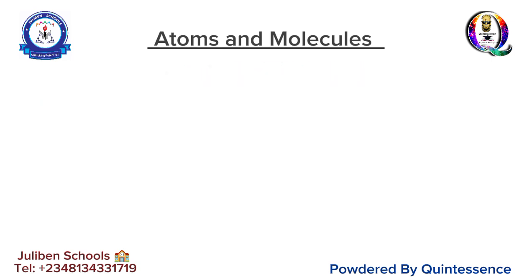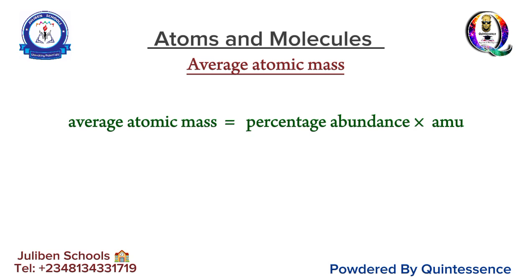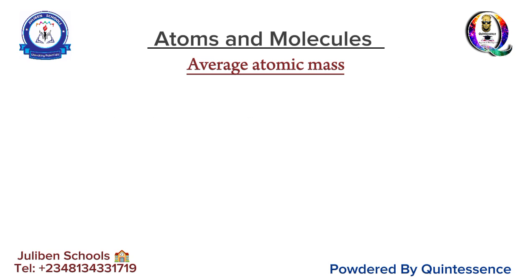That takes us to average atomic mass, also called average abundance or relative abundance, as the case may be. To calculate the average atomic mass of a particular element, all you need to do is find the product of the percentage abundance times its AMU. The algebraic sum of these products will give you the average atomic mass of that substance. For example, carbon is known to have isotopes such as carbon-13 and carbon-12.